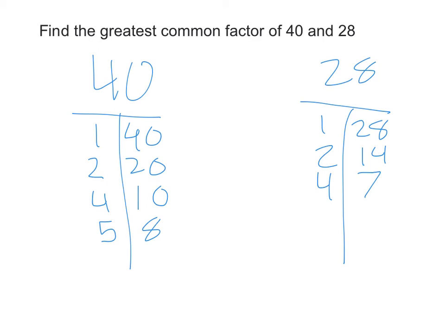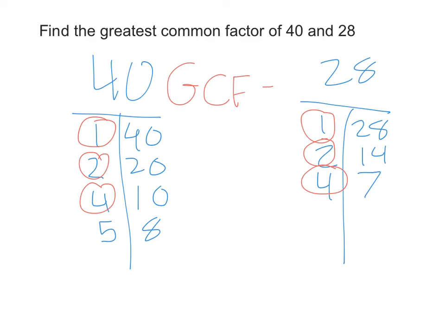Now I need to figure out what they have in common. 1, 1, 2, 2, 4, 4, and they don't have anything else in common. So my greatest common factor is 4, because that's my largest number that they have in common.